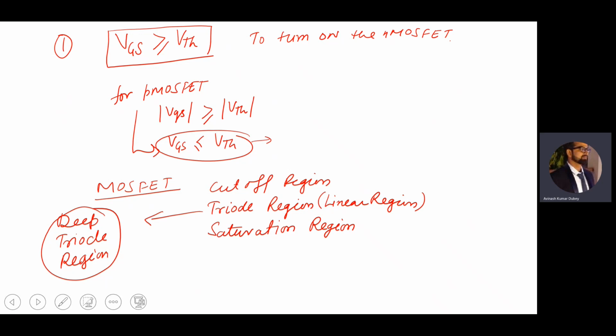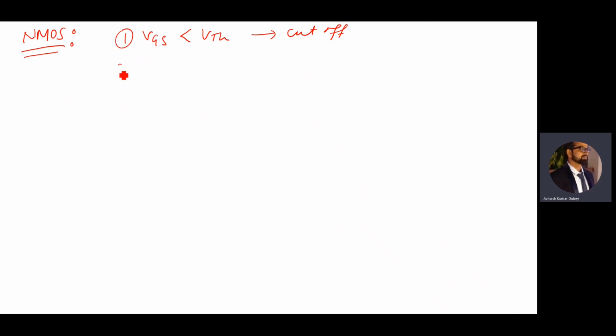We will discuss it. First, let us see what the cutoff region is. We have seen that to turn on the device, VGS should be greater than or equal to VTH. So if VGS is less than VTH, then this is called the cutoff region. We are discussing here the NMOS transistor. If VGS is less than VTH, then it is called the cutoff region. The transistor will turn on for VGS greater than or equal to VTH.